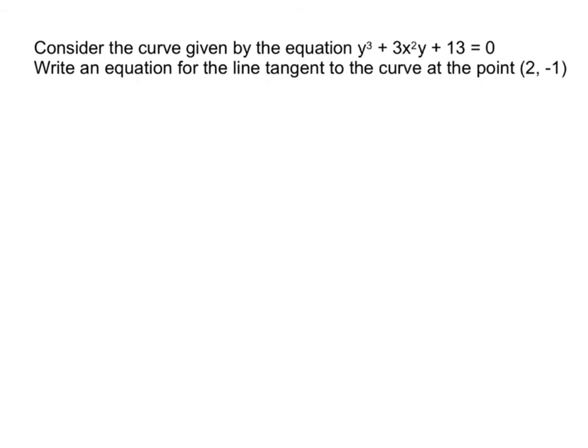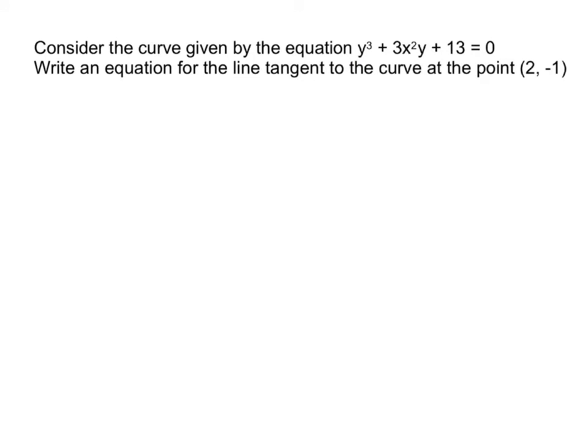Our last example is this one. Consider the curve given by the equation y to the third plus 3x squared y plus 13 equals 0. We want to write an equation for the line tangent to this curve at the point (2, -1). Anytime we want to write an equation for the tangent line, we need to take the derivative. This is implicit form. So we're going to take the derivative. We'll start left to right. I wanted to point out here that this is just power rule, but this is product. So we've got just a little bit of complication there, no biggie.